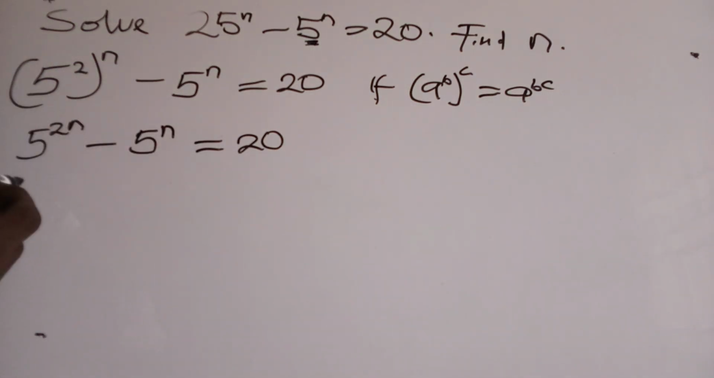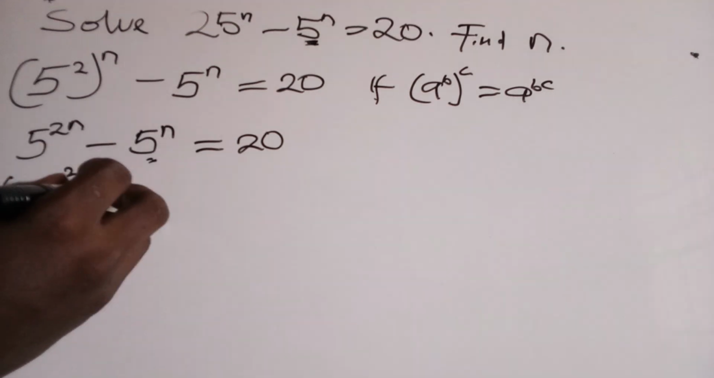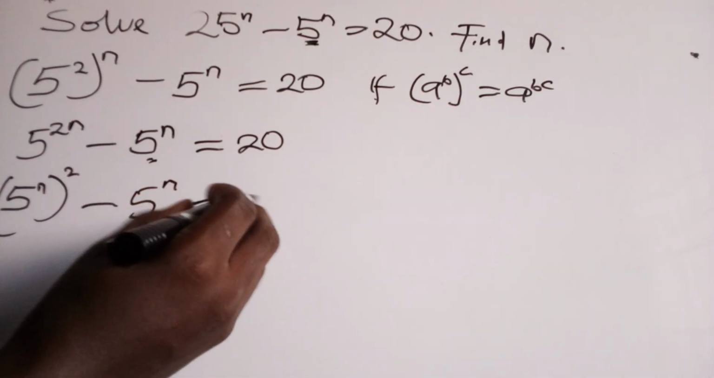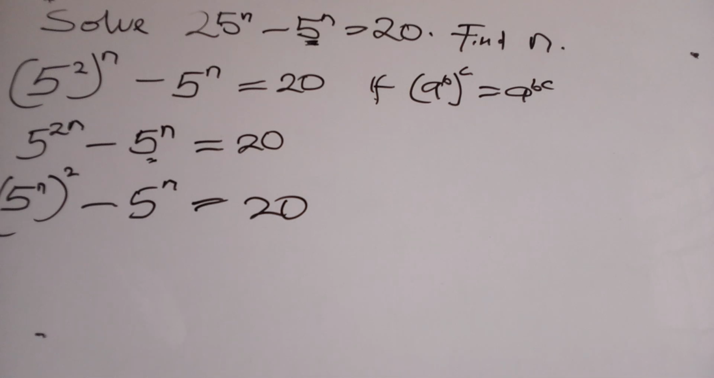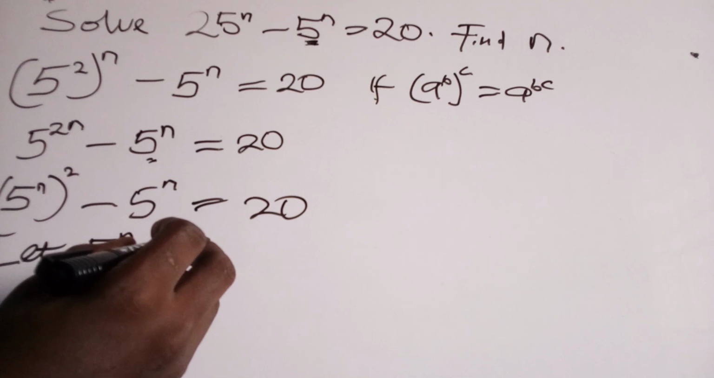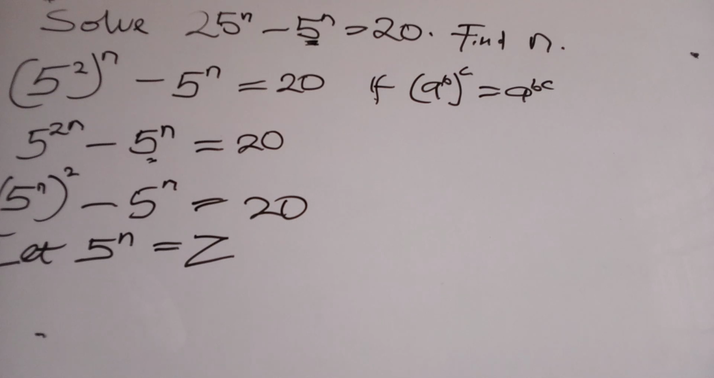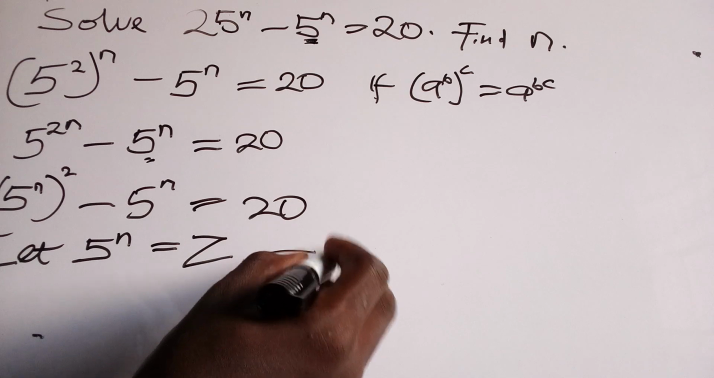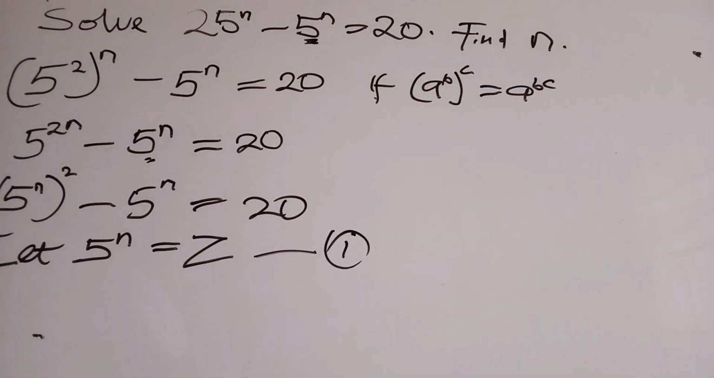Then we can have this also as 5 raised to power n raised to power 2, so that we have the same as this minus 5 raised to power n equals 20. So it's now left for us to represent: let 5 raised to power n equals z. Let's make this equation 1.